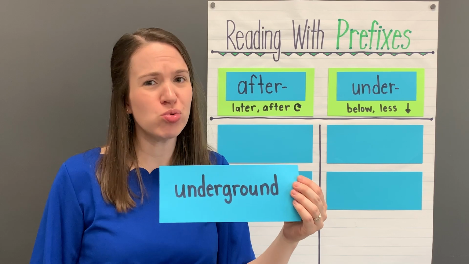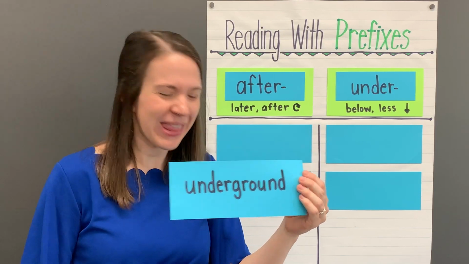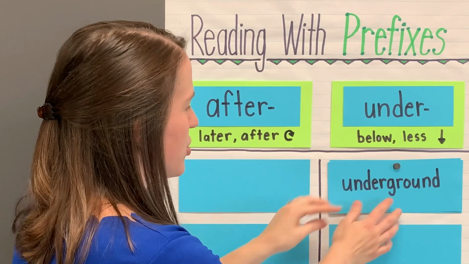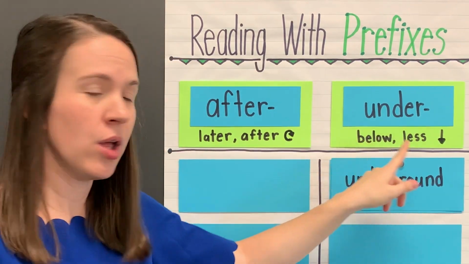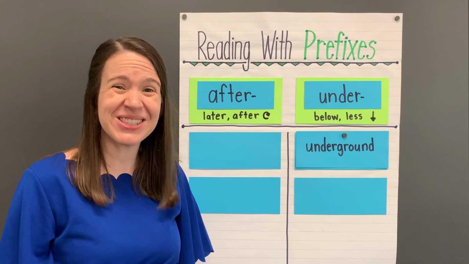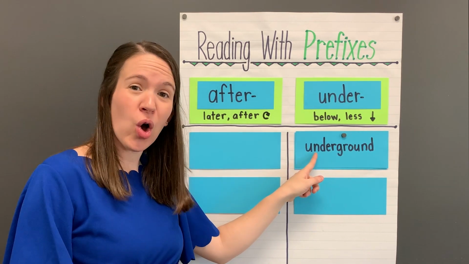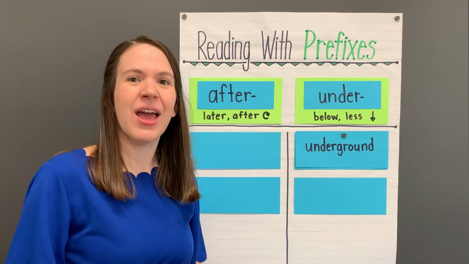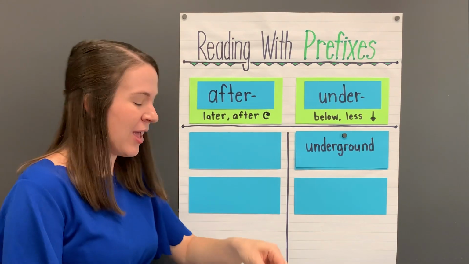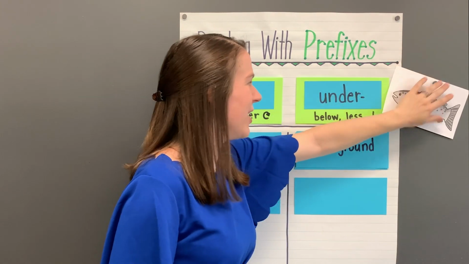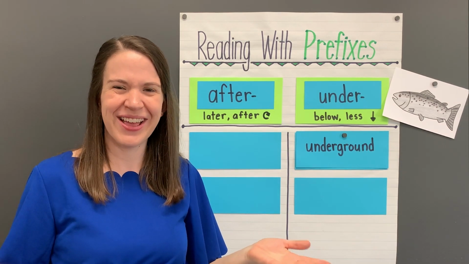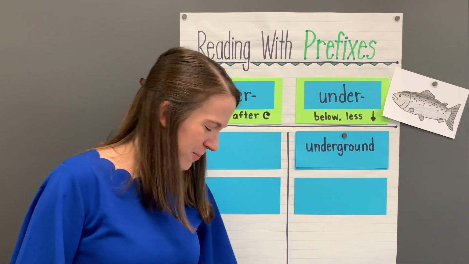Which prefix do you notice in this word? It has the prefix under. We know that under can mean below or less. So underground must mean below the ground. I recently read about Atlantic salmon that migrate through an underground cave. That's pretty cool, isn't it? Let's try another word together.